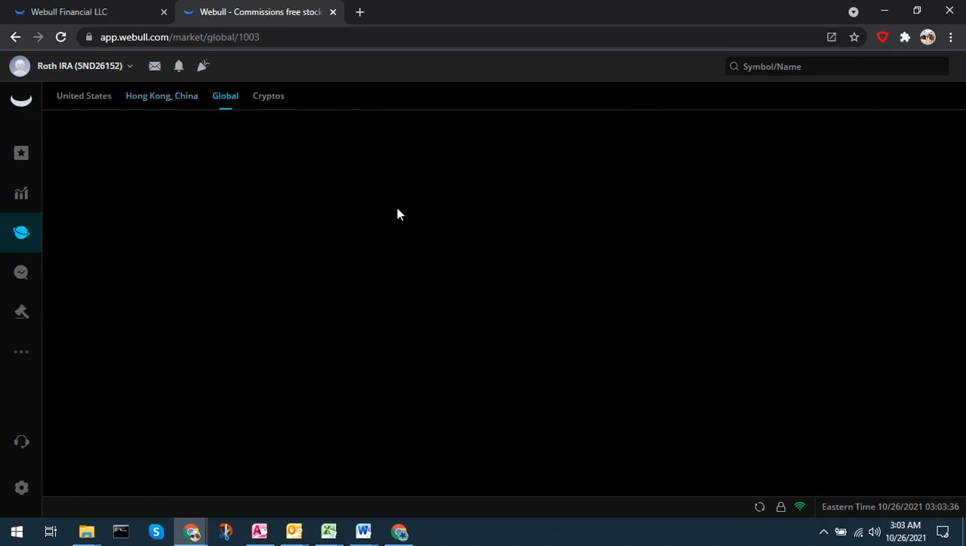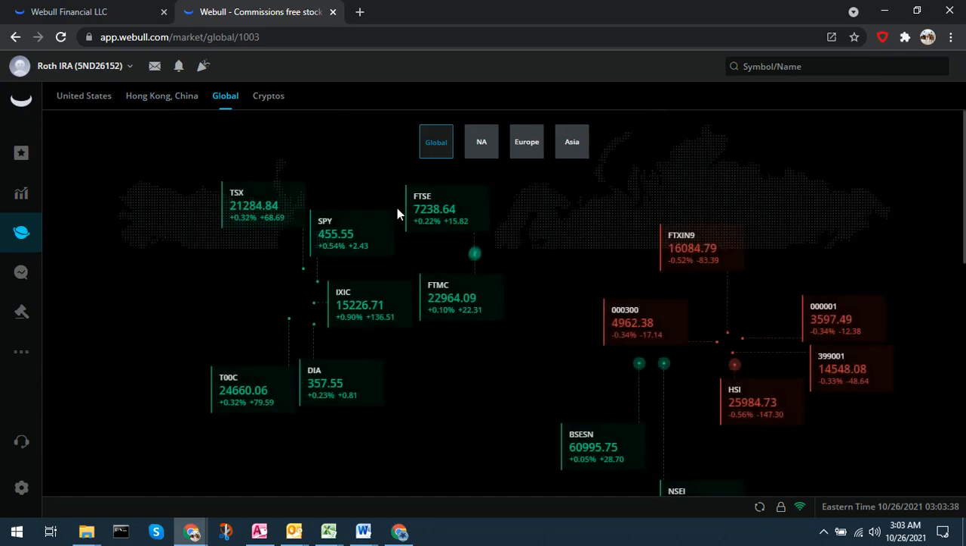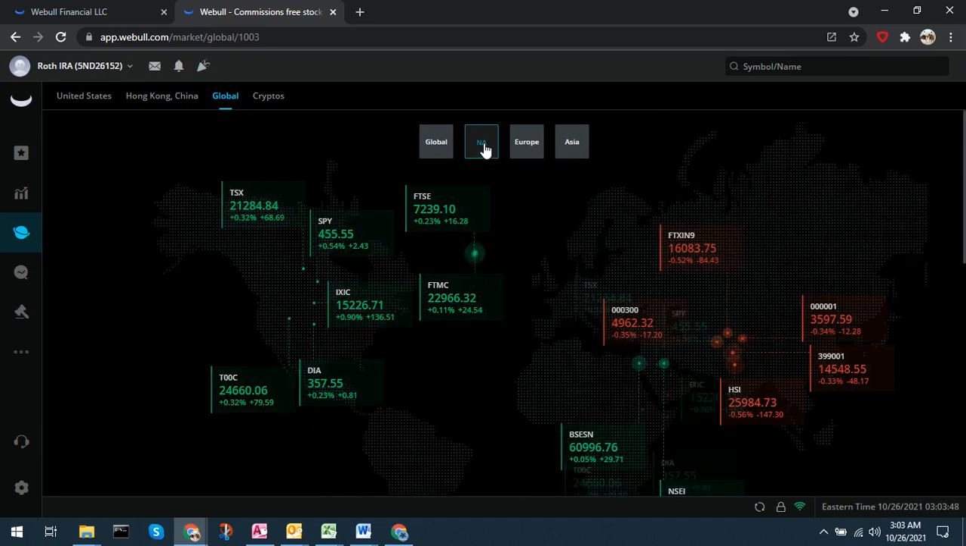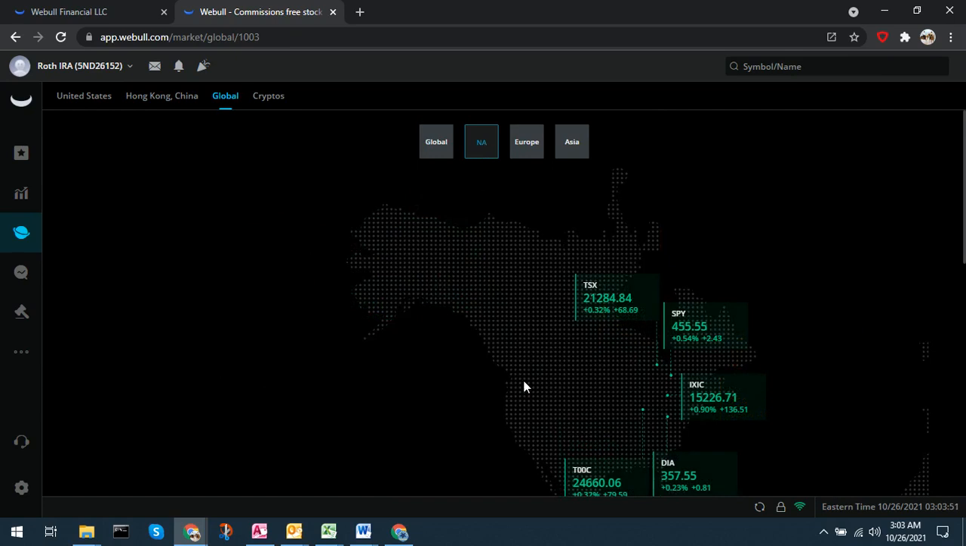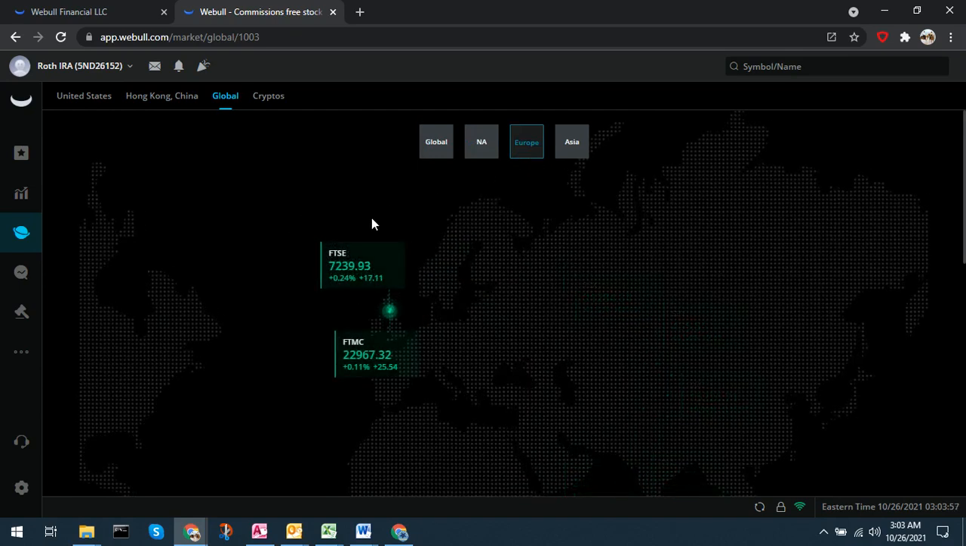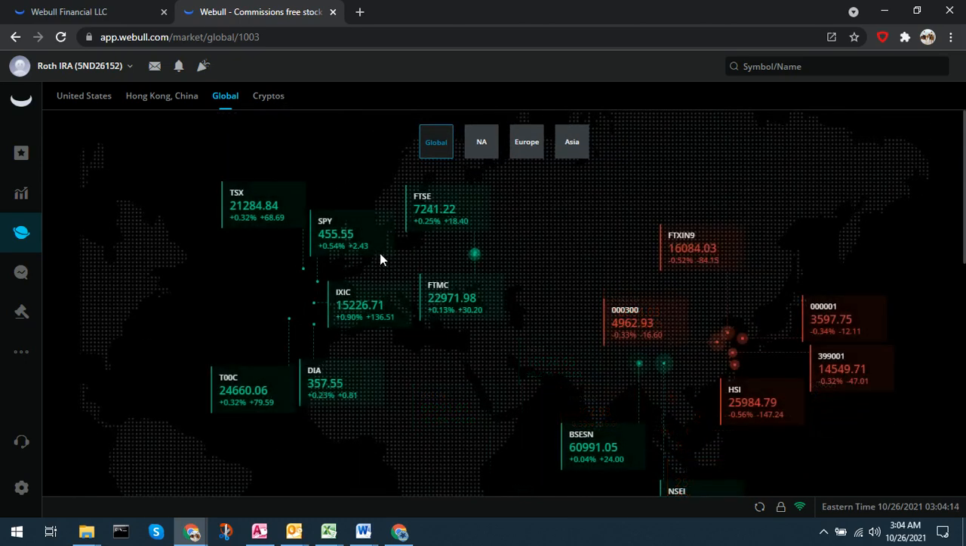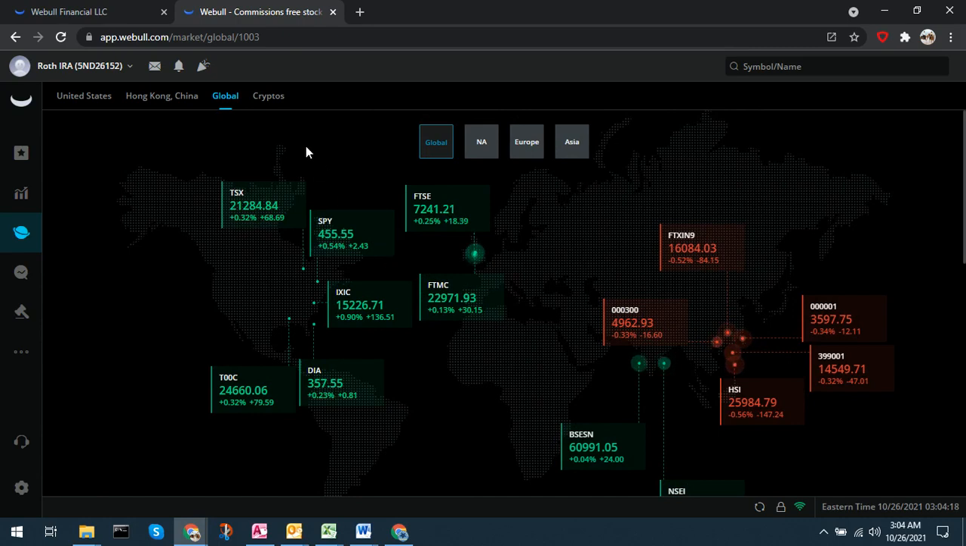So we can also do this for global. And we can see how all the global markets have performed in the past day. We can see just North America if we want. We can focus in on just North American markets. We can see how the North American markets performed. We can see how just the European markets are performing, which in this case is live. We can see how are the Asian markets doing. So again, we can get a feel there for how are the global markets doing and how might those impact our trading day in the U.S.